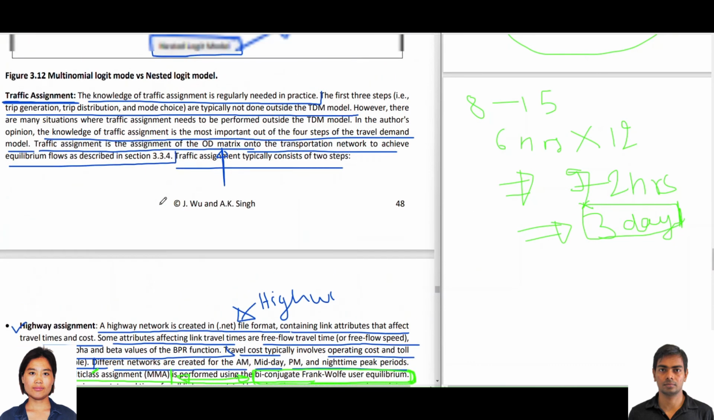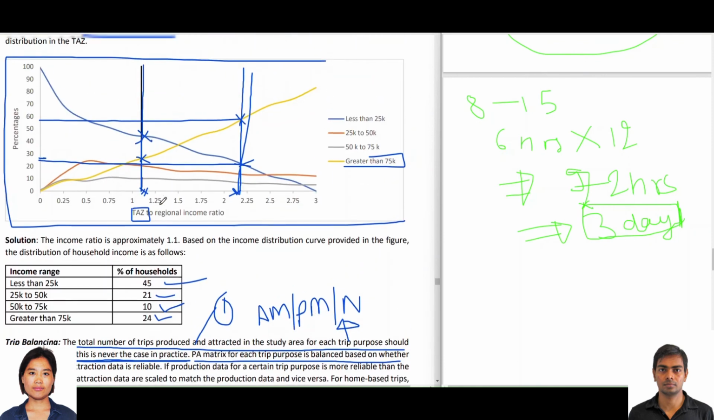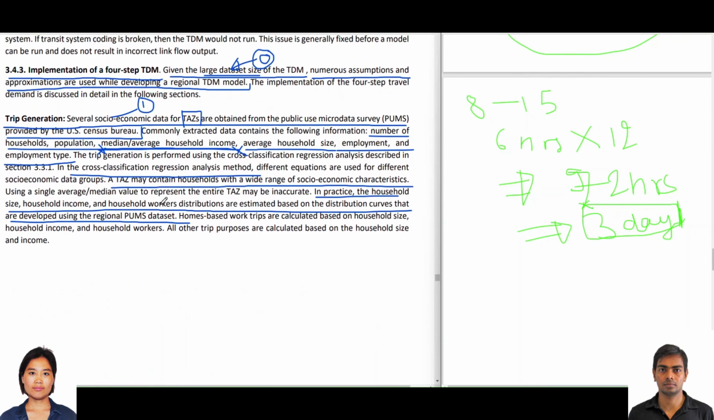So that's all there is on the implementation side of the travel demand model. This is how the four-step travel demand model is coded within the TDM. We looked at how trip generation is coded. In trip generation, we looked at the census data, how census data is transferred into TAZs, and using the distribution curves, those TAZ attributes are then split into different categories, and those categories are then applied onto cross classification regression equations to calculate the total number of trips.